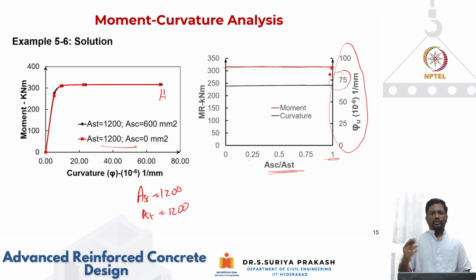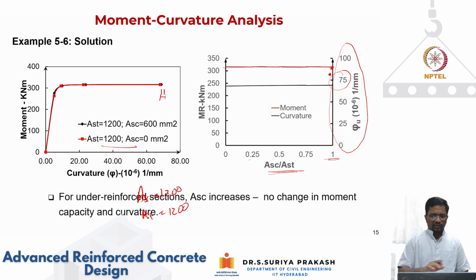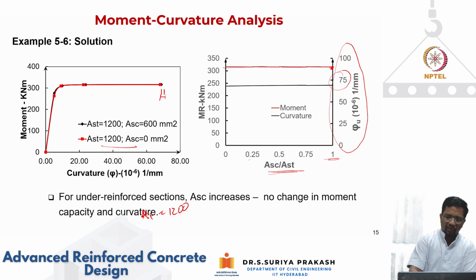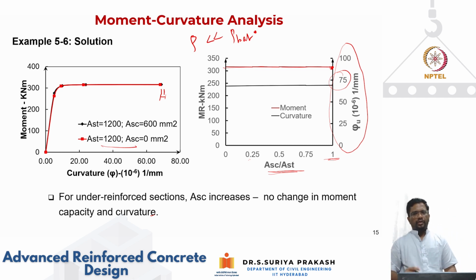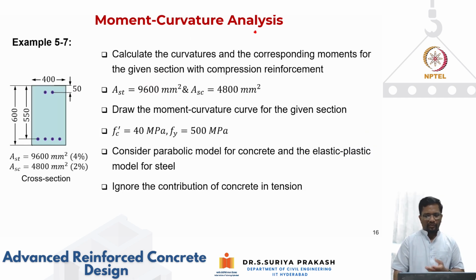So by putting compression steel, you will get a slight increase in curvature, but the moment resistance is not really going to change. So what we can conclude here is, for an under reinforced section, when you have a rho which is very, very less than your rho balanced, with an increase in your compression steel, there is no change in moment capacity or curvature. For curvature, there will be a small increase. That's what we've seen.